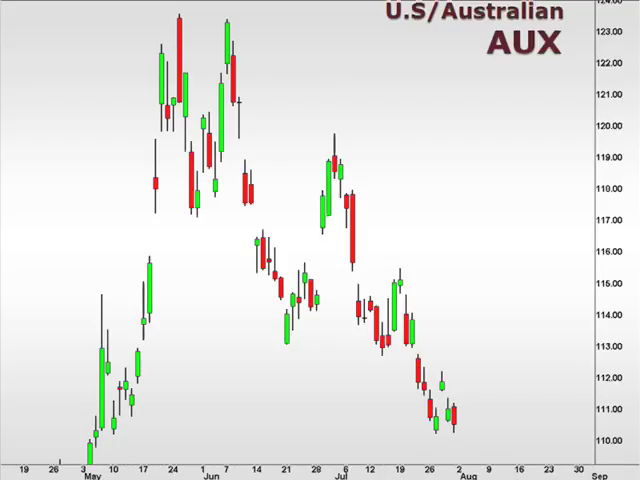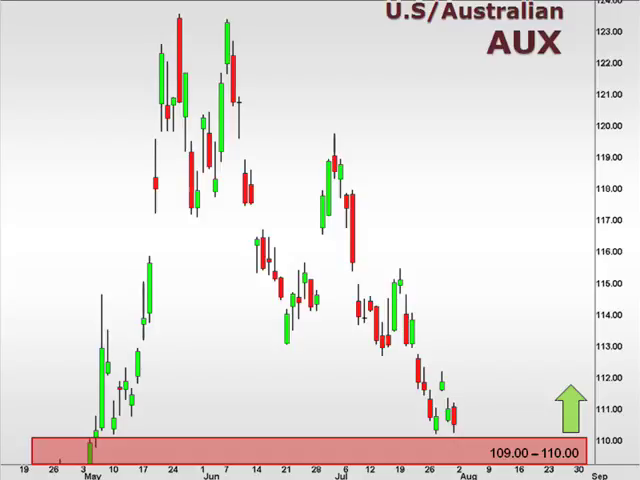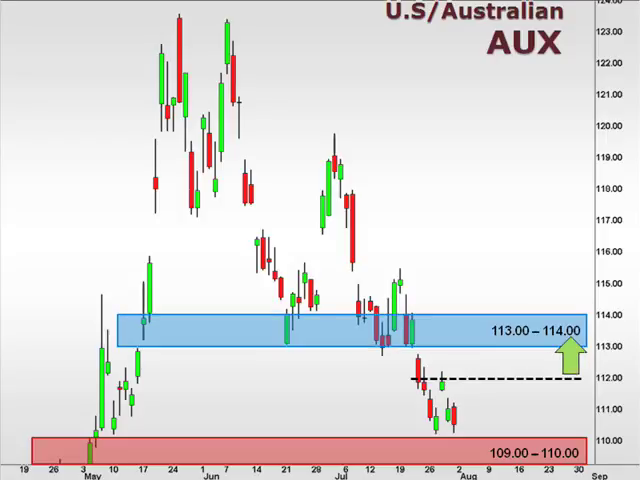Next up, the AUX, the U.S. versus the Australian dollar. Well, the AUX is testing our 110 support level, and we do anticipate a bounce here that should hit 112. A break above 112 opens the window for a move into this 113-114 focal zone.